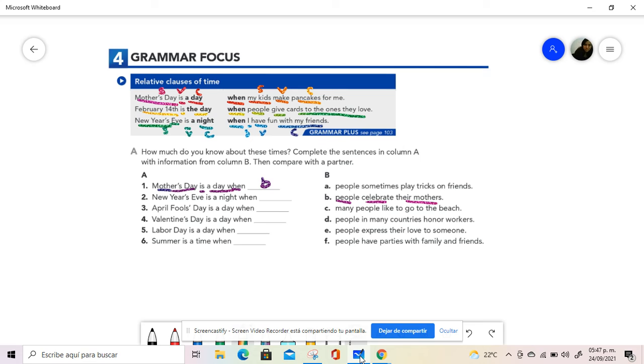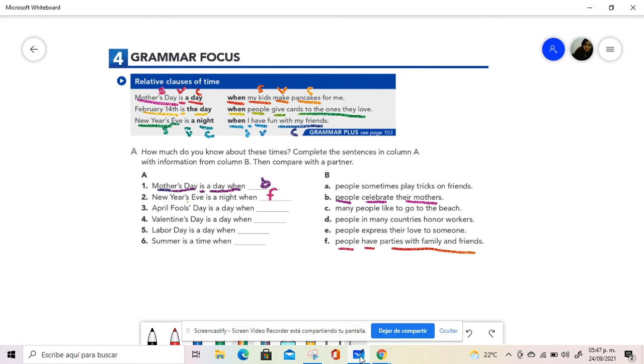In the number two, New Year's Eve is a night when, and in this case we have the letter F, people have parties with families and friends. Once again, the complete sentence, subject, verb, complement, and over here also subject, verb, and all of this is complement. As you notice, the first one is just giving us an idea, and the second is making that idea stronger.